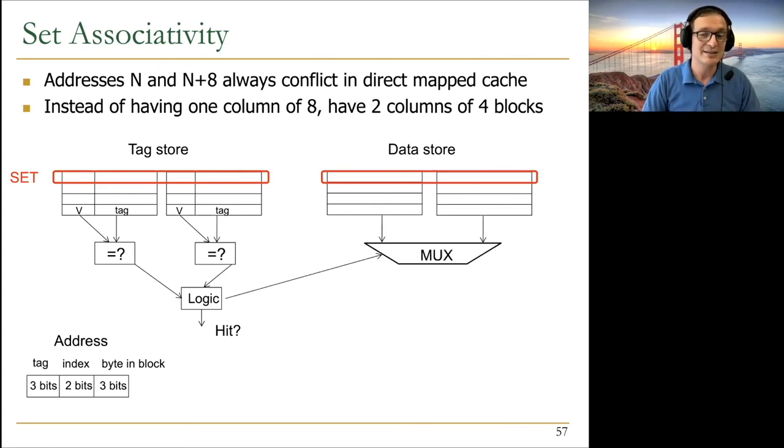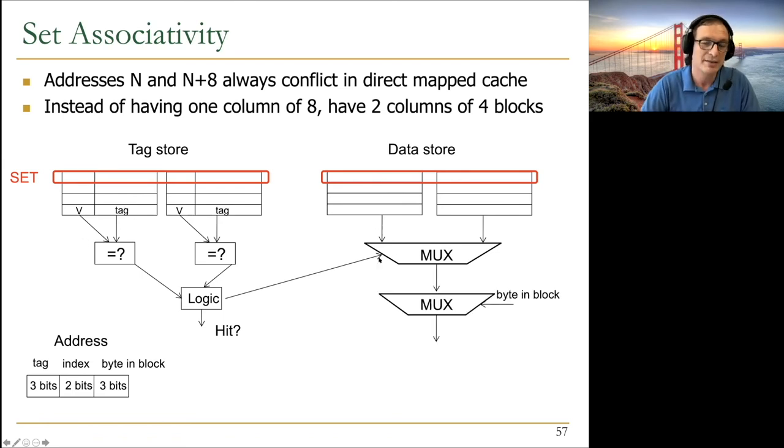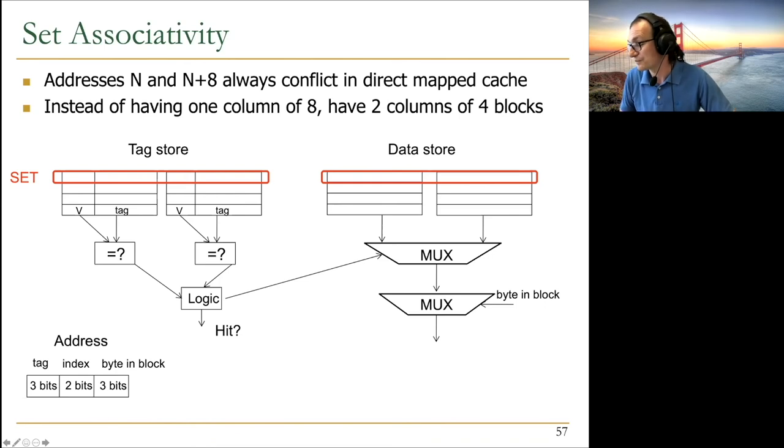And if you get a hit, you select which of the data. So way 0 in the tag store corresponds to way 0 in the data store, and way 1 in the tag store corresponds to way 1 in the data store. So this logic basically says, if I have a hit in way 0 over here, I should select the data coming from way 0 over here. And then you can decide which byte to get out of those eight bytes. Right? So now your index bits became smaller, your tag bits became larger, right? Because that's what we did.